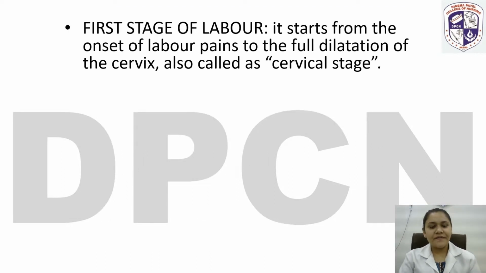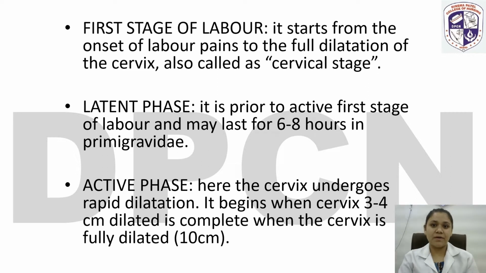Another terminology we will see is the first stage of labor. It starts from the onset of labor pains to the full dilatation of the cervix, which is also called the cervical stage. In the first stage of labor there are certain phases. The latent phase is prior to the active first stage of labor. It may last up to 6 to 8 hours in a primigravida, with 0 to 3 cm of cervical dilatation. That is called the latent phase.